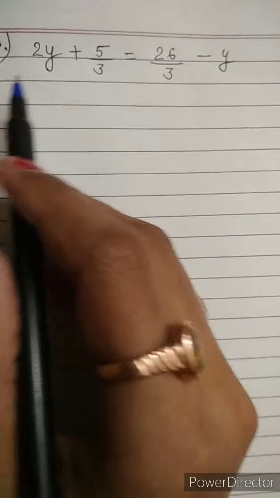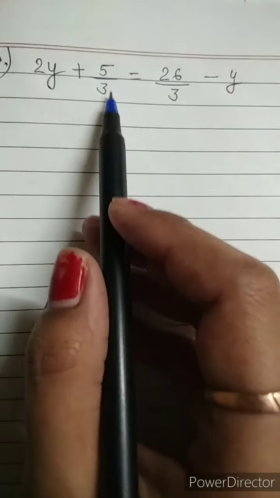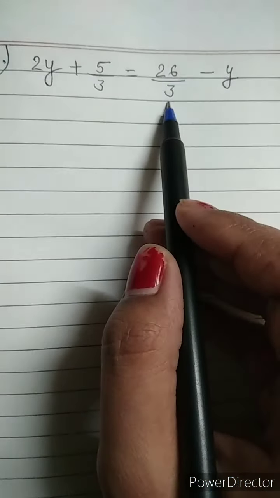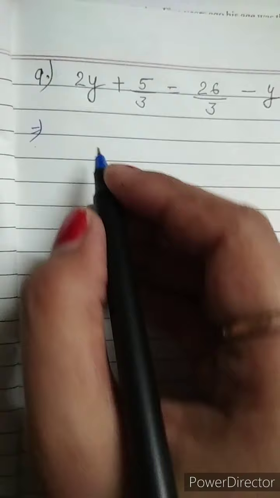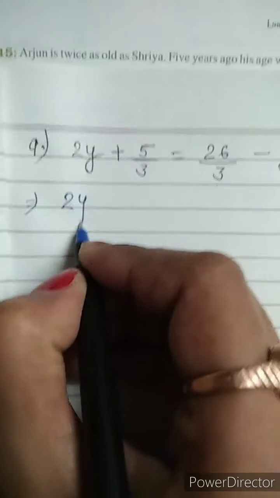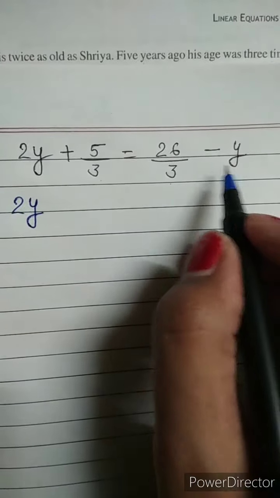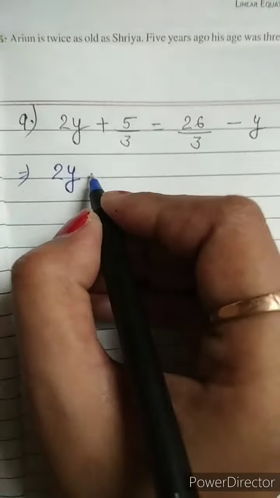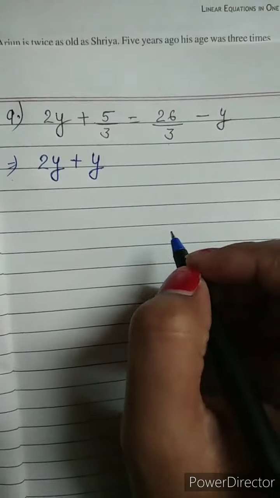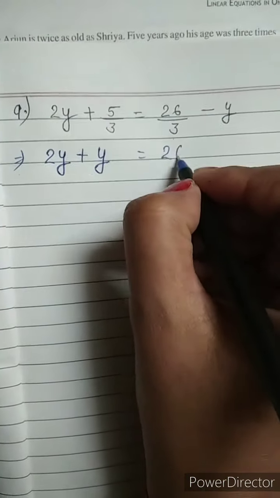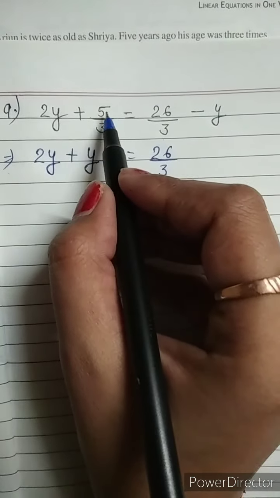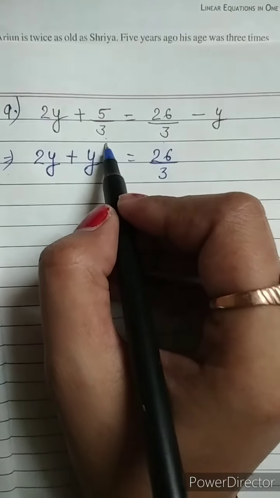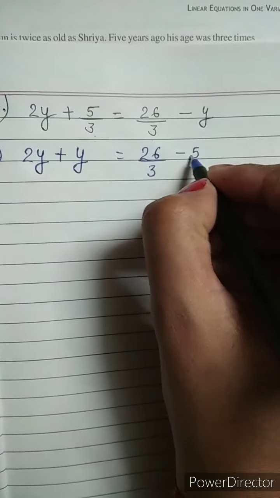Question number 9 tells us 2y plus 5 by 3 is equal to 26 by 3 minus y. Again we will combine constants on one side and variables on one side. So the minus y from the opposite side will come as a positive, so 2y plus y is equal to 26 by 3. Here the plus 5 by 3 from the opposite side will come here as minus.